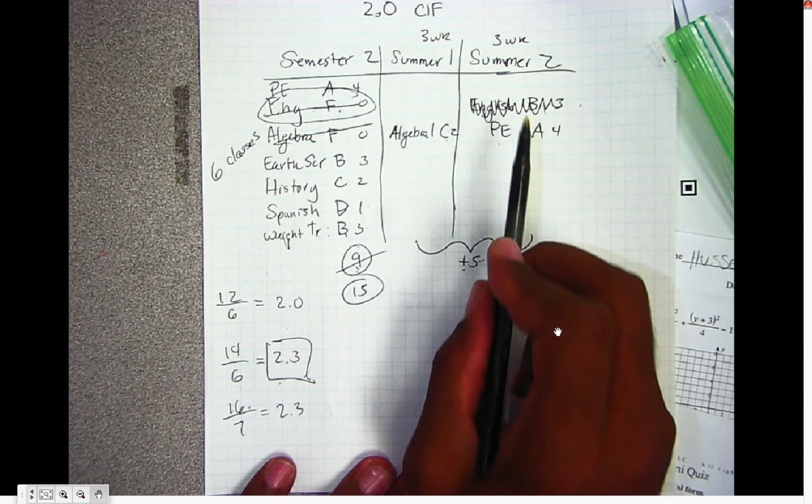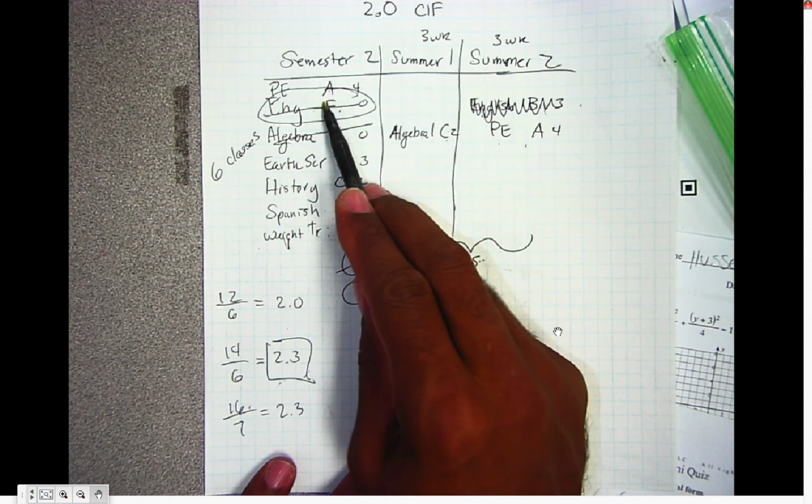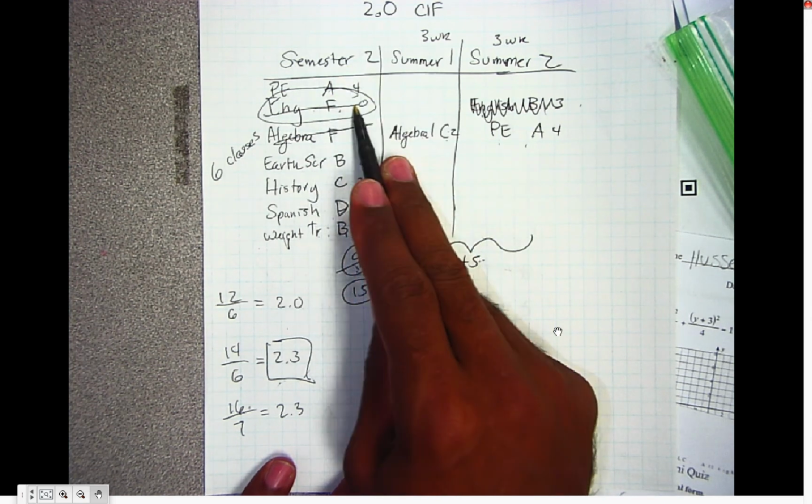So you've got to be careful when we choose what summer classes we're going to take. Make sure it is a class that is going to replace a semester 2 class. That's the best way of going about this.